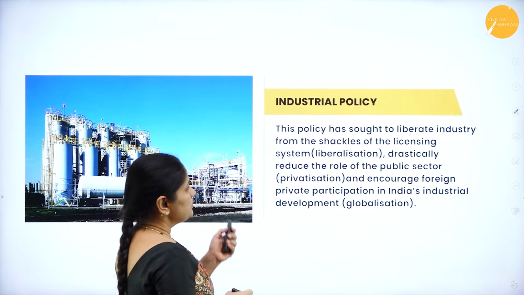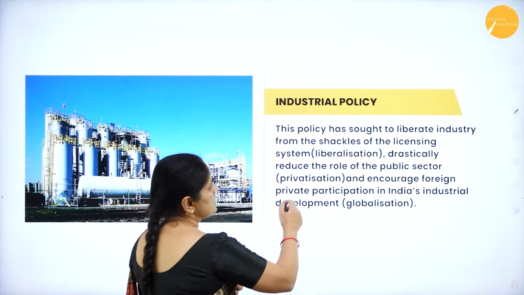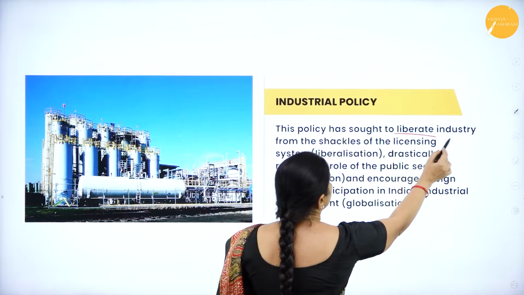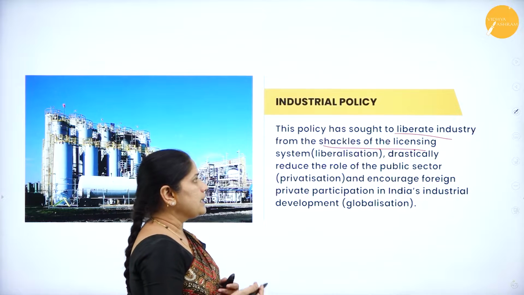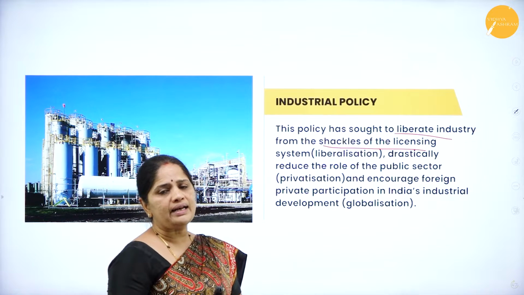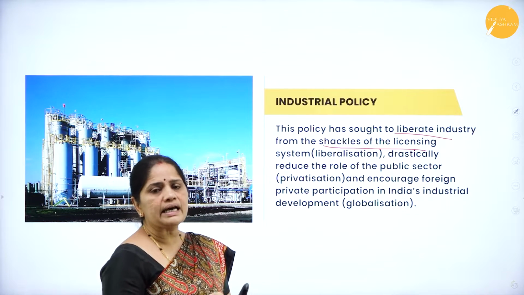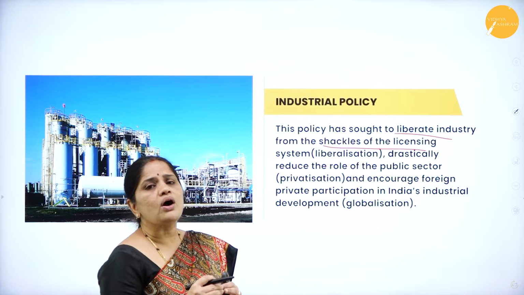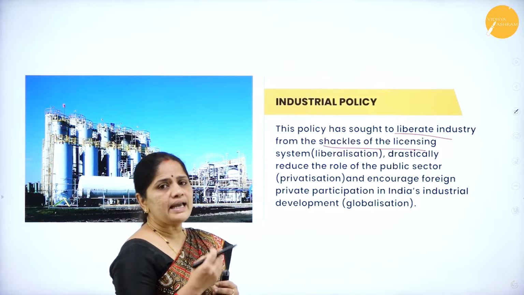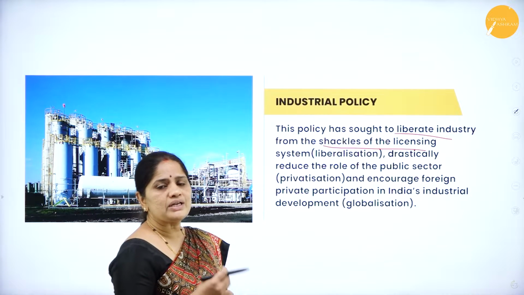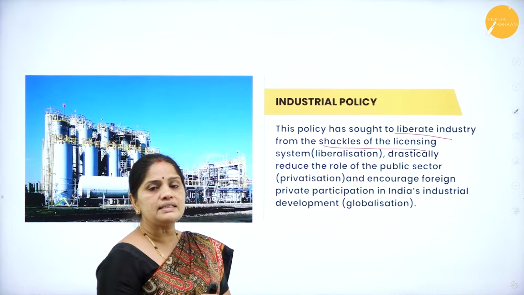Now, let us look into what was the impact of the industrial policy. The industrial policy has sought to liberate the industry from the shackles of licensing. As I told you earlier, this licensing Raj came to an end because of liberalization. The control of the Indian government over the business fraternity was removed by delicensing. So, there was no need to get a license from the government to start any industry. This was an important feature, an encouragement for the Indian industry.